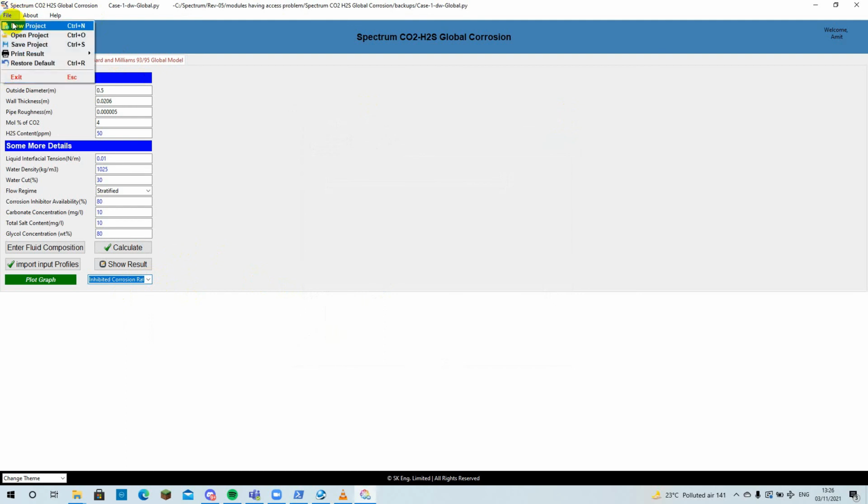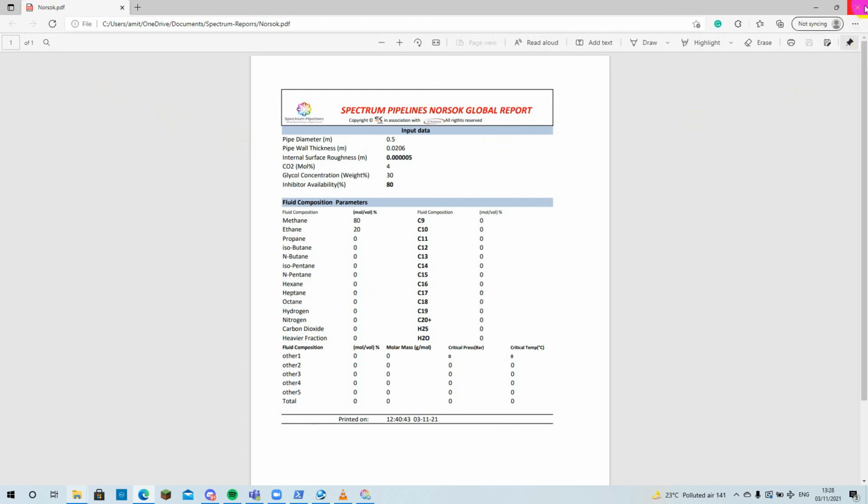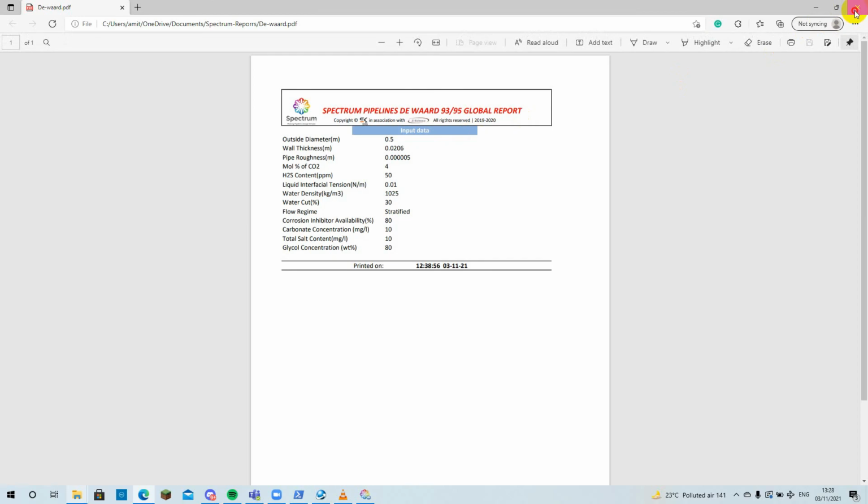The result sheet, as well as a summary of the input parameters, can be saved as a PDF file. Each project case can be saved and reloaded for editing in the future.